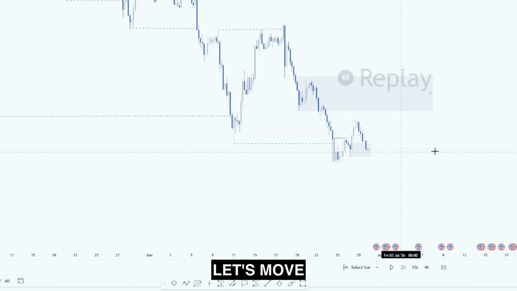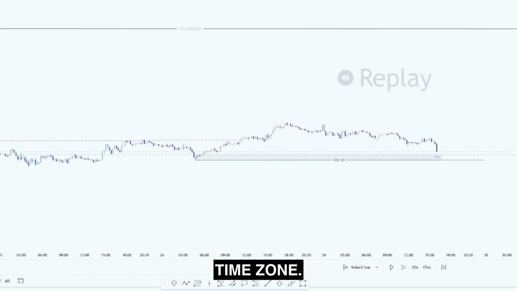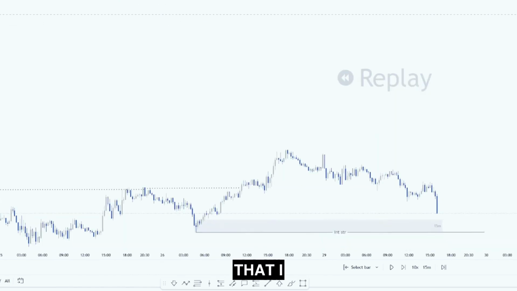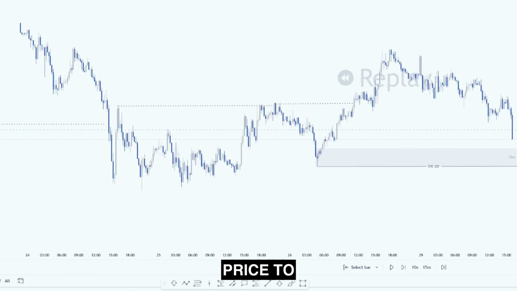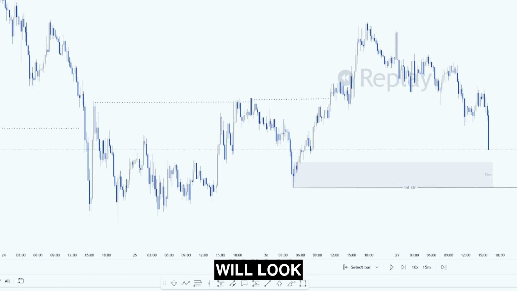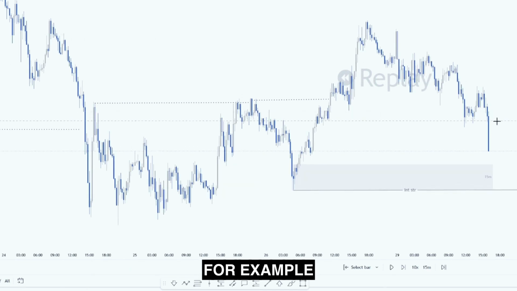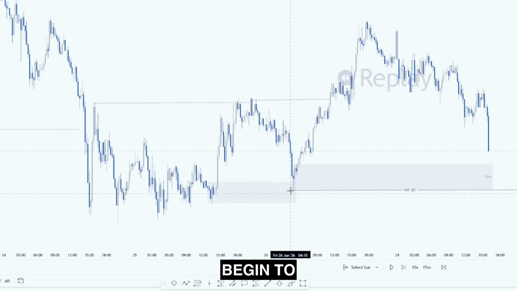But now let's move into my intermediate time frame. The 15-minute is my intermediate time frame. This is the zone where I set all my POI, whilst waiting for price to mitigate this POI. Then I will look for my entry. For example, price came down and mitigated this demand zone here, right? Let's say it mitigated this demand zone and began to pull back.